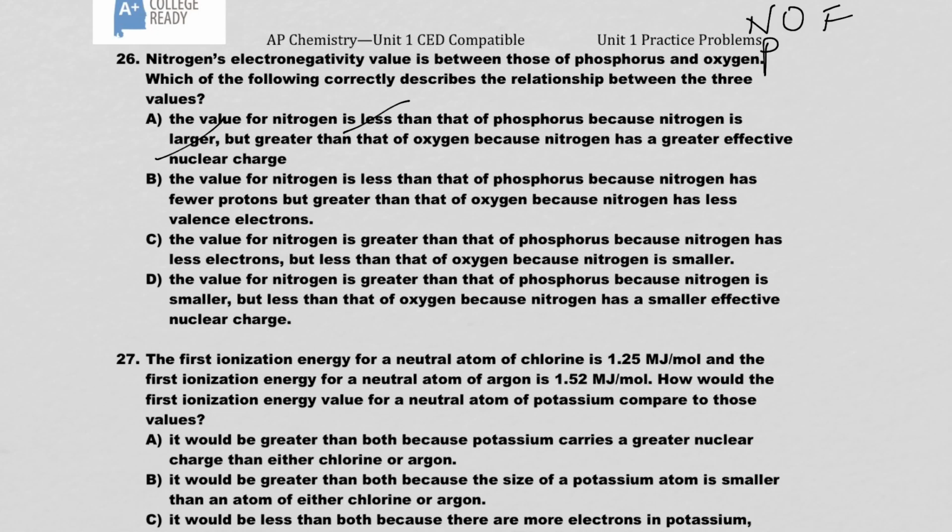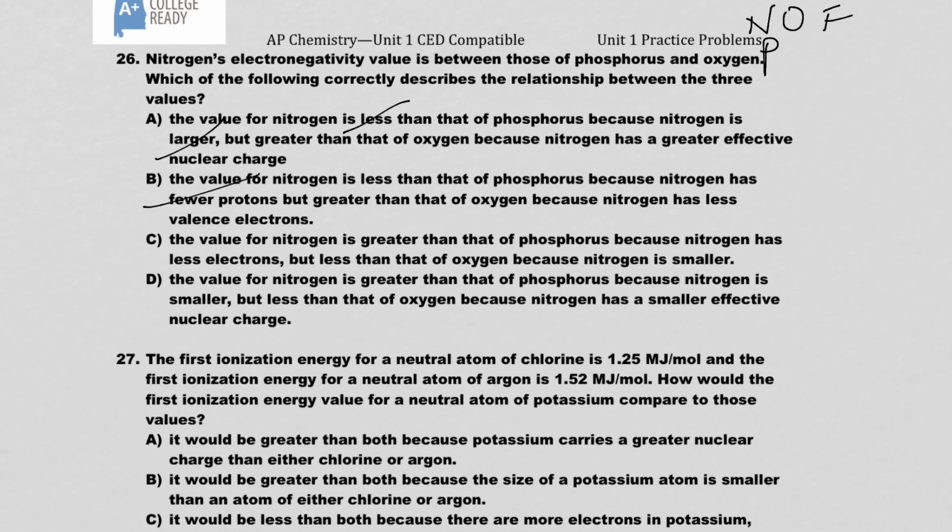All right, B, the value for nitrogen is less than that of phosphorus. Okay, that says that because nitrogen has fewer protons, fewer protons, but greater than that of oxygen because nitrogen has fewer valence electrons. Okay, they're mixing up two different things. If it's about protons for one, it's going to be about protons for the other, or about electrons for one, it's going to be about electrons for the other. They're not hitting all the valid points.